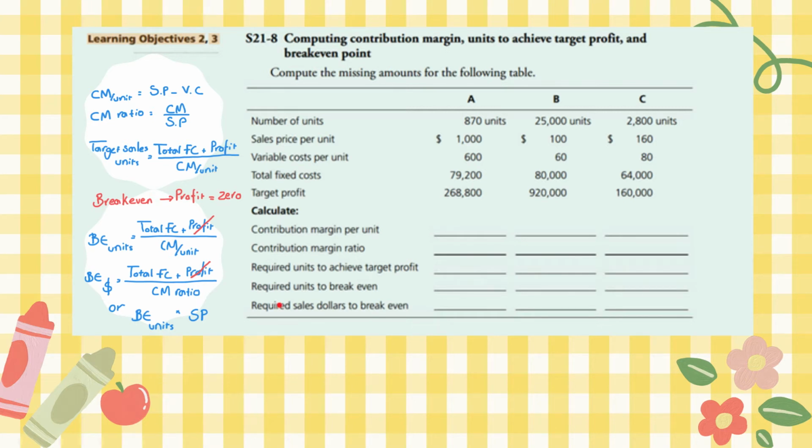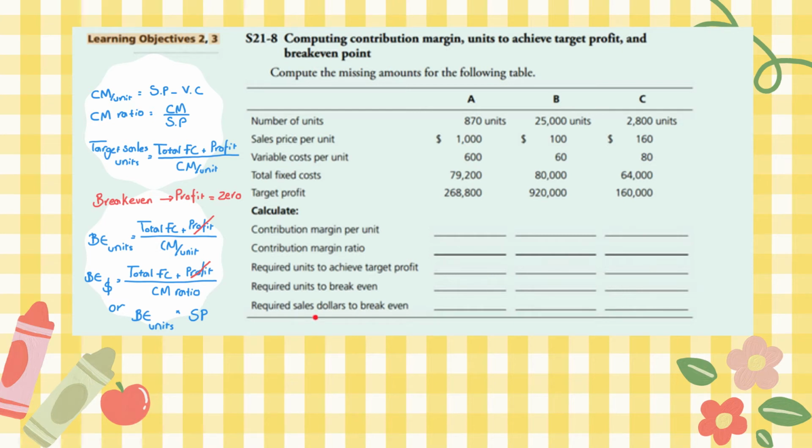Now, required units to break even and required sales in dollars to break even. Break even point is when your profit equals zero. So your total revenues equal your total cost. You are not making any profits or losses. It's zero. So you're gonna use the same formula as the previous one, but instead of profit, you're gonna write zero. So it's gonna be total fixed cost divided by contribution margin per unit.